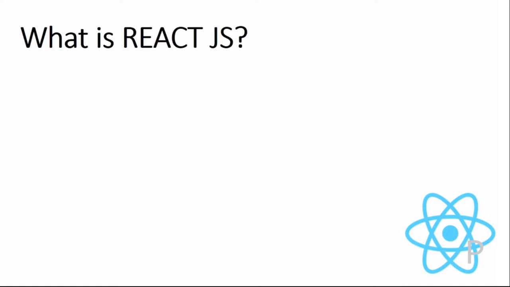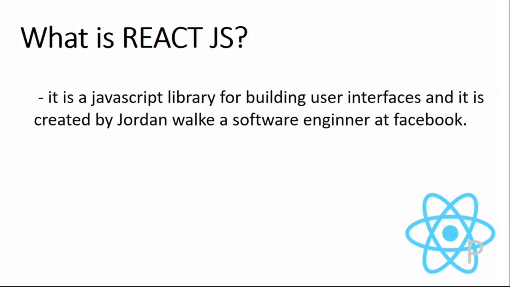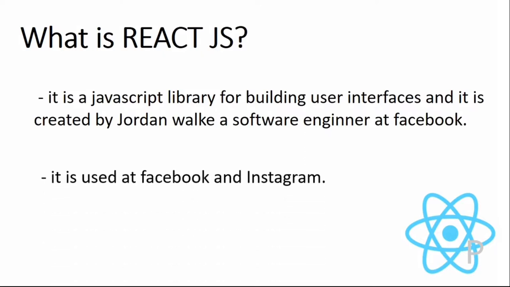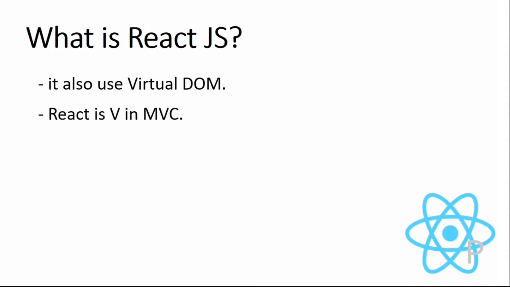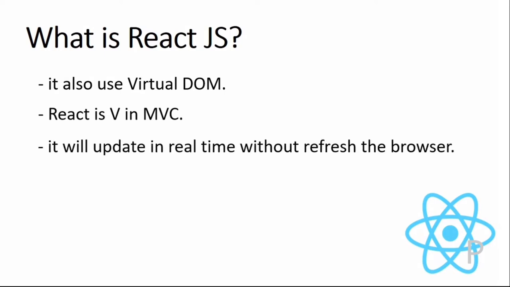What is ReactJS? It is a JavaScript library for building user interfaces, created by Jordan Walke, a software engineer at Facebook. It is used at Facebook and Instagram. It also uses the Virtual DOM. React is built on MVC, which means Model View Controller. It will update in real time without refreshing the browser, just like Ajax.